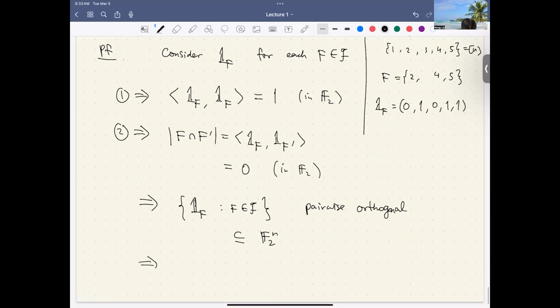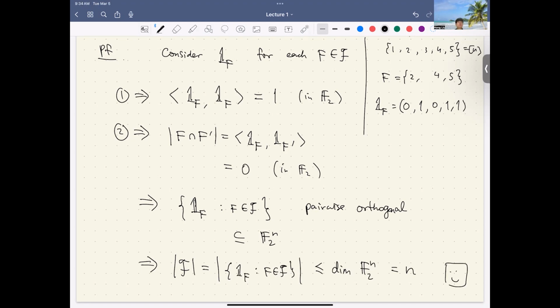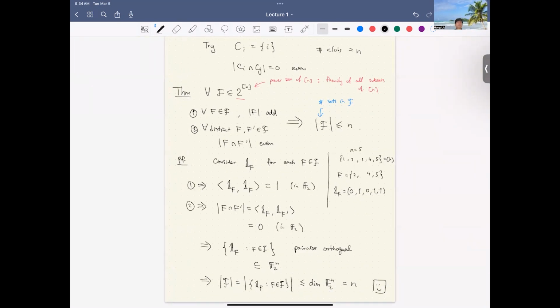So this implies the size of our family equals the number of these pairwise orthogonal vectors, which is at most the dimension of F2 to the n, which is n. And that finishes the proof. And we know that this n can be realized by taking singletons. So it's quite a nice proof because it used very basic things in linear algebra and somehow built this surprising way of using linear algebra.